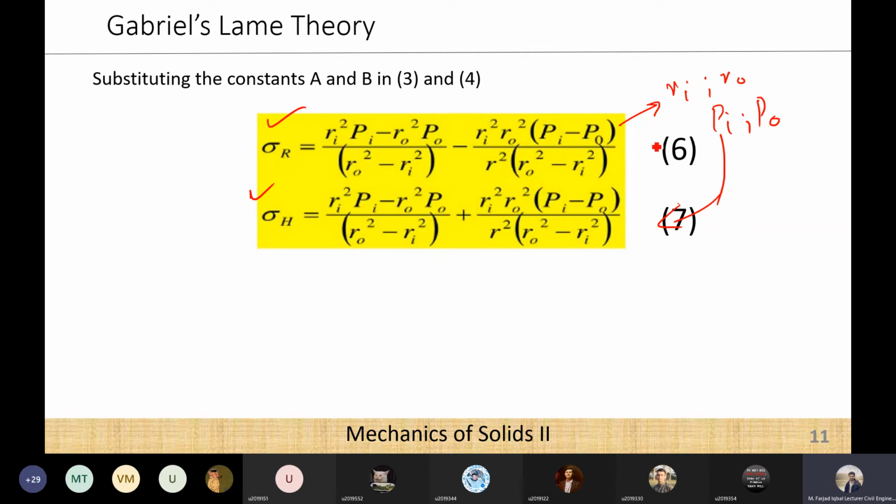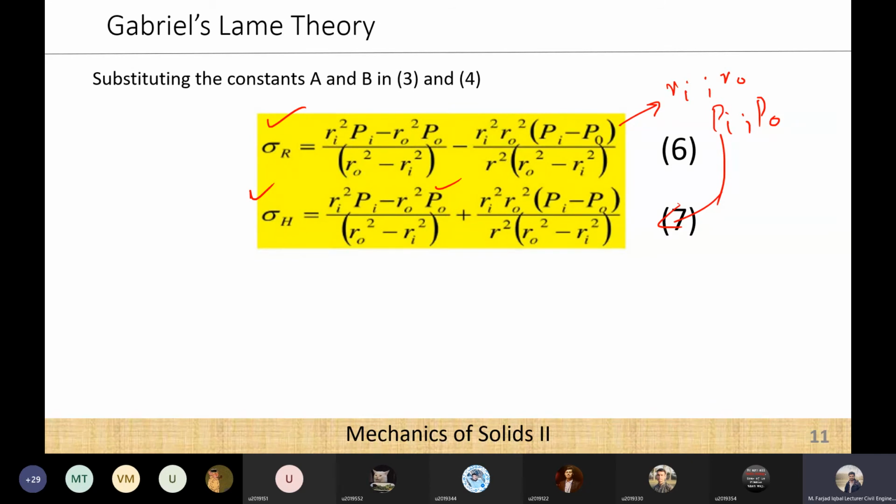Now, once you have these two equations, no matter what the case is, even if p naught is zero, and external radius is obviously not going to be zero, you can simply use these two equations to get the values of your radial stresses and hoop stresses. So this is one generalized derivation for the calculation of these two stresses.